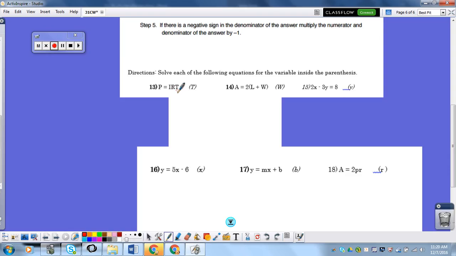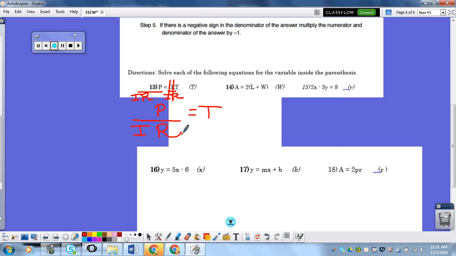So your main goal is to get t by itself. So you need to do the opposite operation. So it's all multiplying, so the opposite operation of multiplication is division. So you divide both sides by IR to accomplish the goal. So when you cancel out the I and you cancel out the R, you get t. And that's exactly what you want to do, is to get your t by itself. You just solved the equation for t.